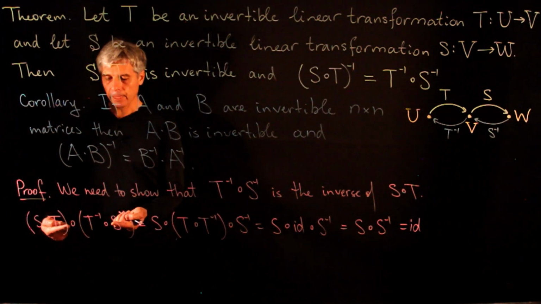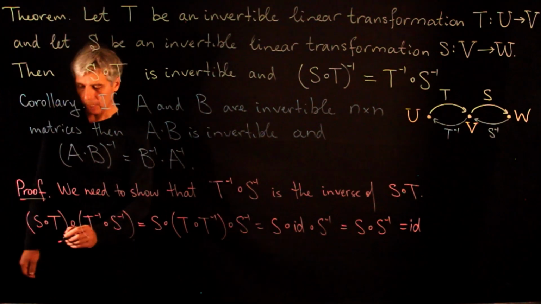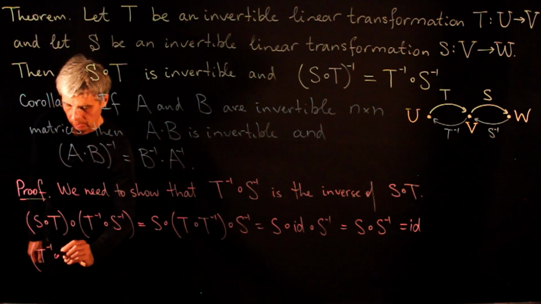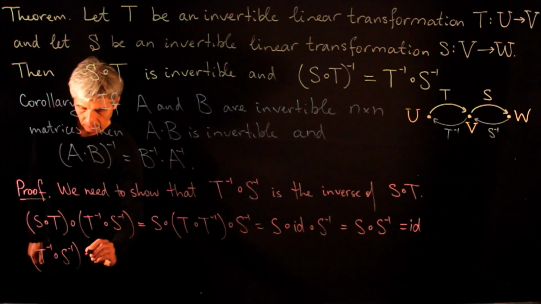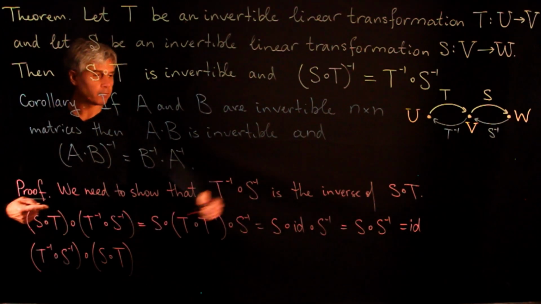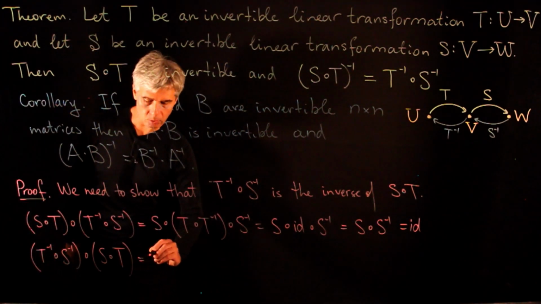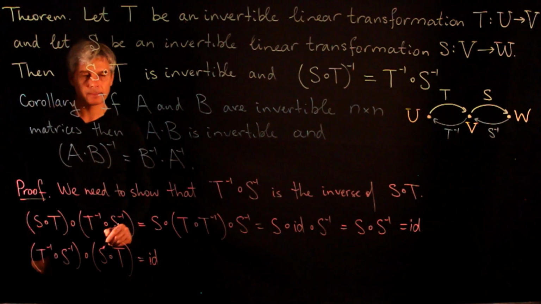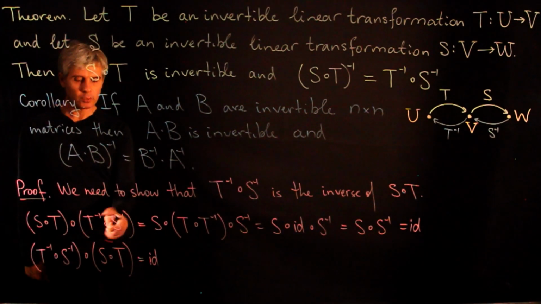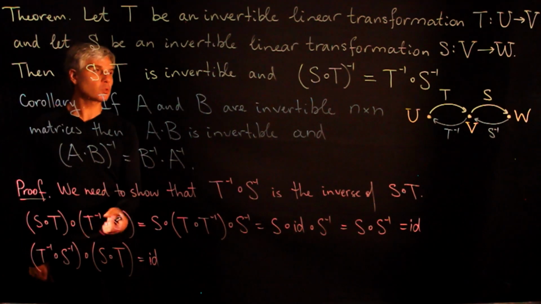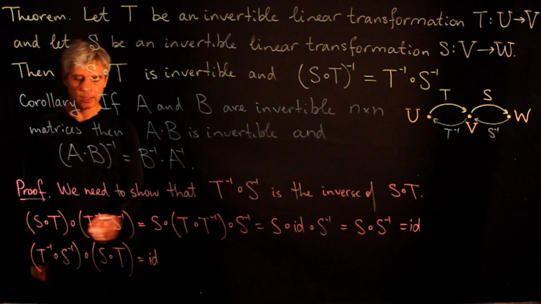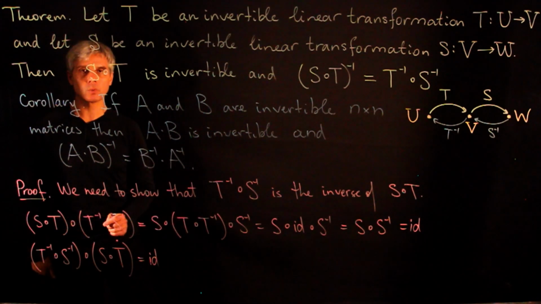And if we take a composition of these two transformations in the opposite order, so if we take T inverse composed with S inverse composed with S composed with T, clearly the same type of calculation shows that the result is identity. Now we see that if we switch this order, so if we try to use the wrong formula, S inverse composed with T inverse, then this computation simply will not work.